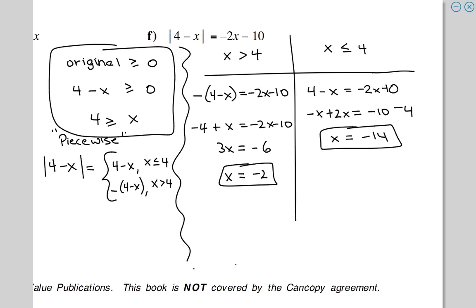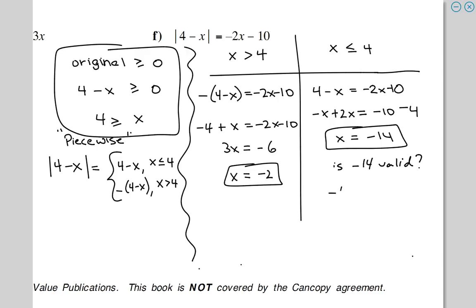So for the first one, is negative 14 valid? Is negative 14 less than or equal to 4? Yes. So this is okay. This answer is okay. Now look at the next one.